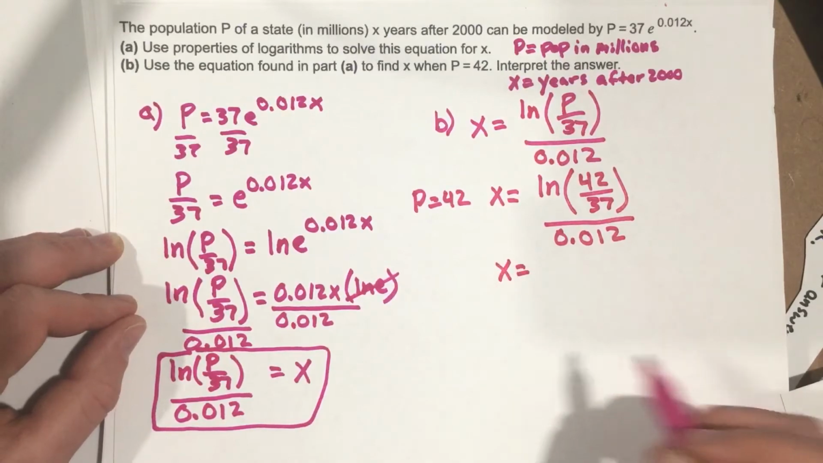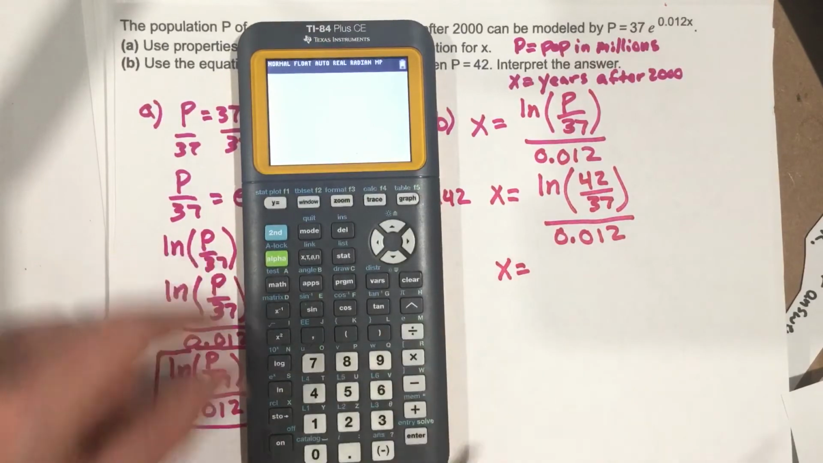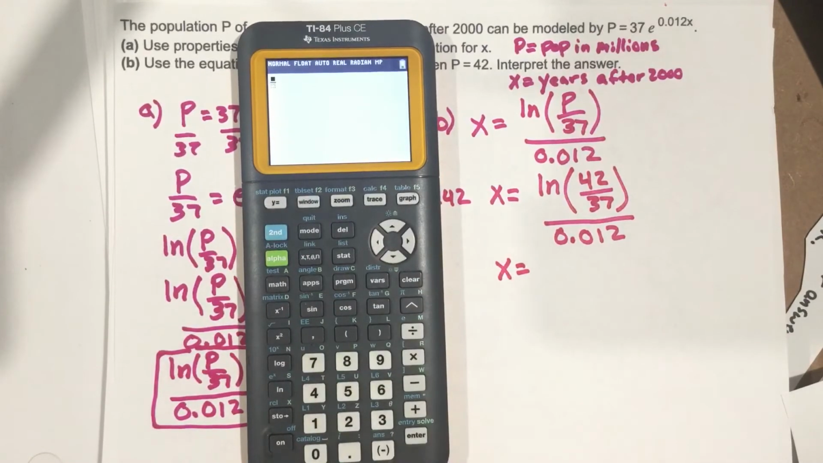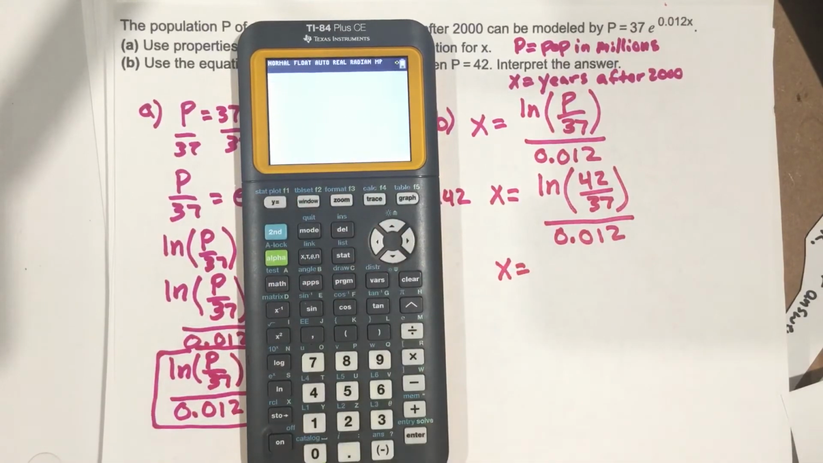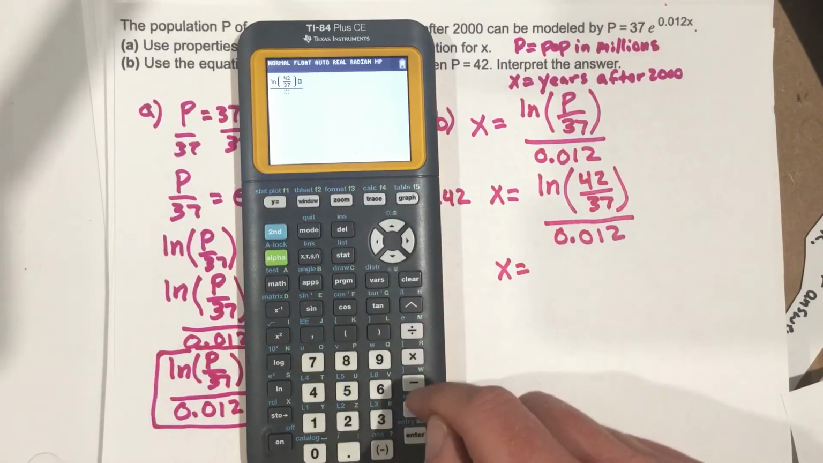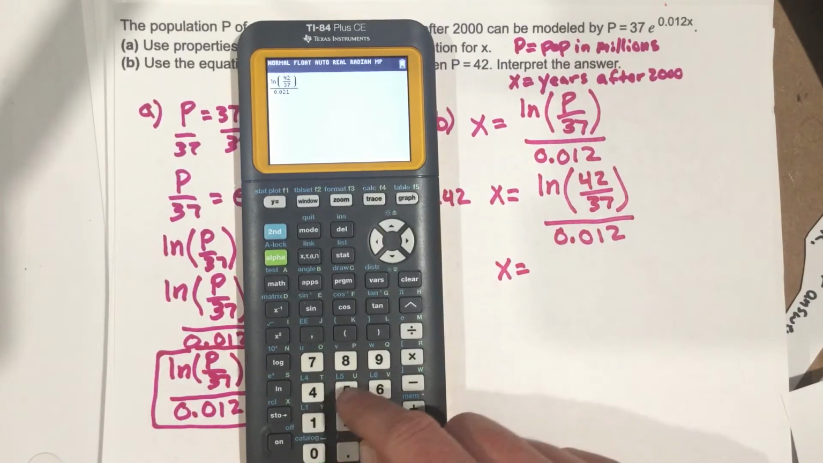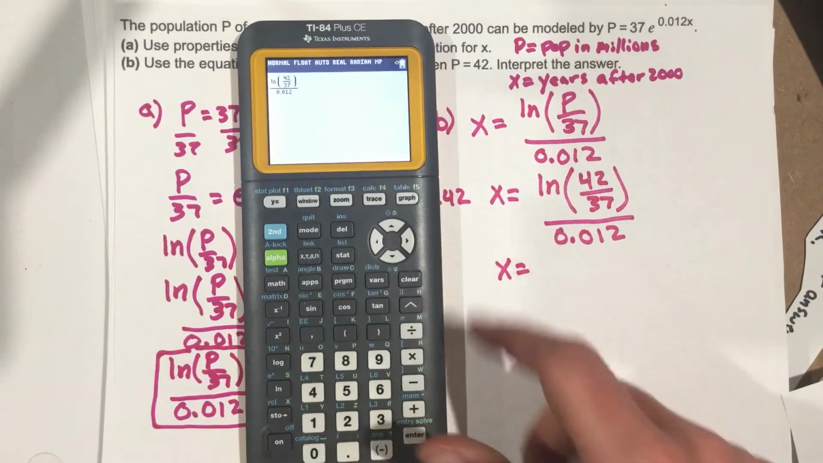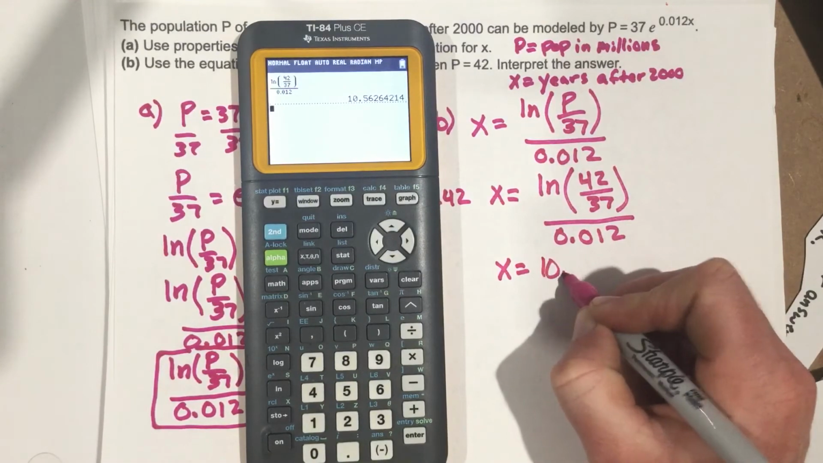So x equals, I'm going to plug all that in the calculator. So I'm just going to make a fraction bar, right? And on top we'll have natural log. And then inside that I'll make another fraction bar of 42 over 37. And then on the bottom, I'm going to have 0.012. 12, not 21. Hit enter. Tells me I get 10.6 if I round it to the tenth for a solution.